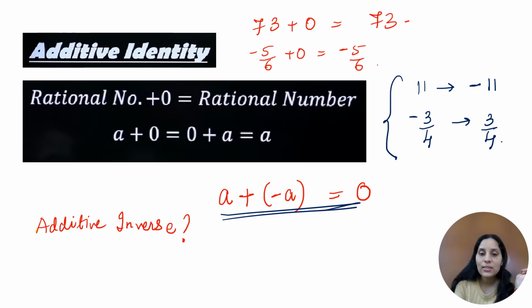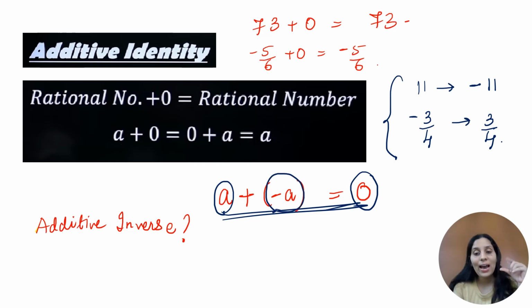Now why are we doing this? Because additive inverse is equal to 0, additive identity is equal to 0. So when a positive number and its negative number are added, the end result is 0. So that is why additive inverse of any positive number is negative. Additive inverse of any negative number is always positive.